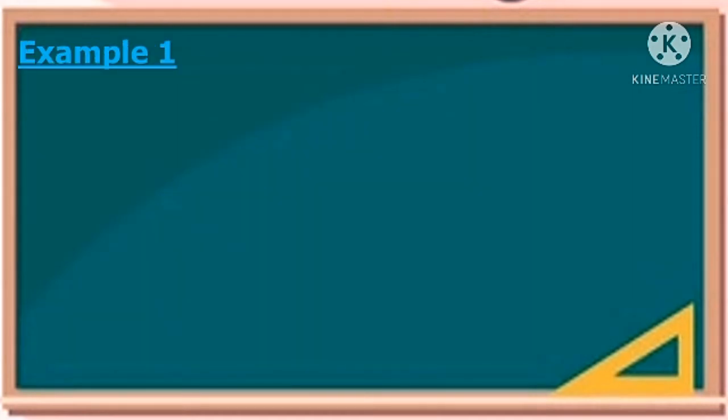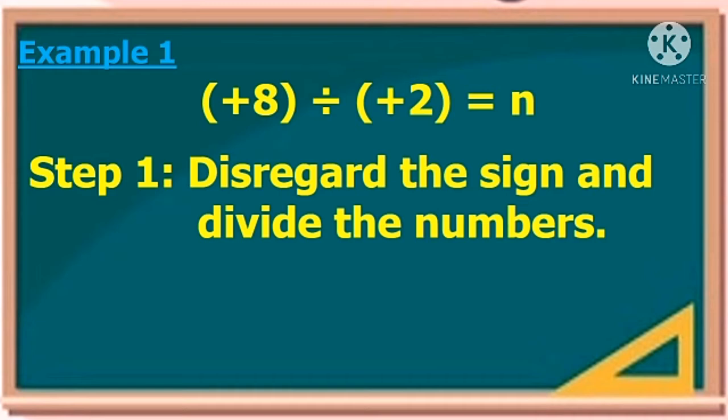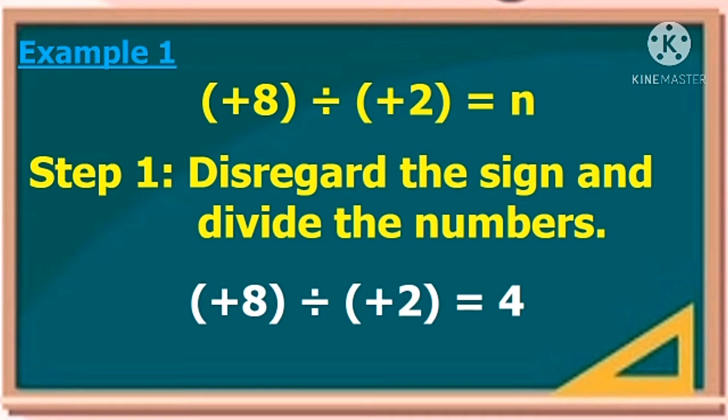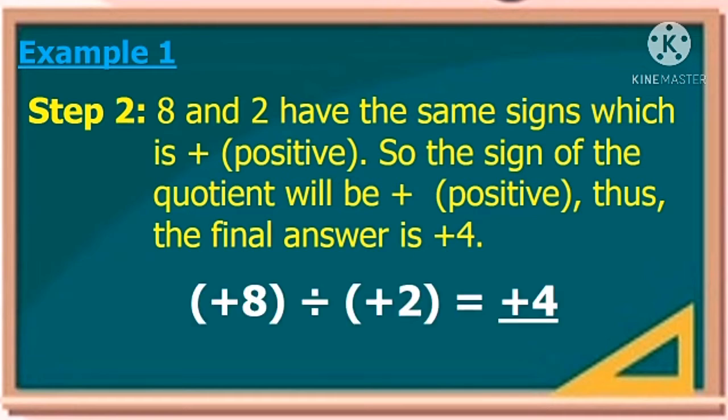Let's have some examples. Example number 1. Positive 8 divided by positive 2 equals n. Step 1. Disregard the sign and divide the numbers. We have positive 8 divided by positive 2 equals 4. Step 2. 8 and 2 have the same signs, which is positive. So, the sign of the quotient will be positive. Thus, the final answer is positive 4. So, positive 8 divided by positive 2 equals positive 4.